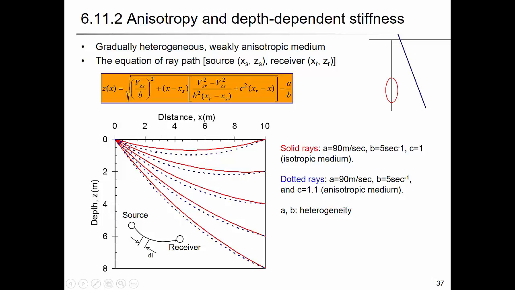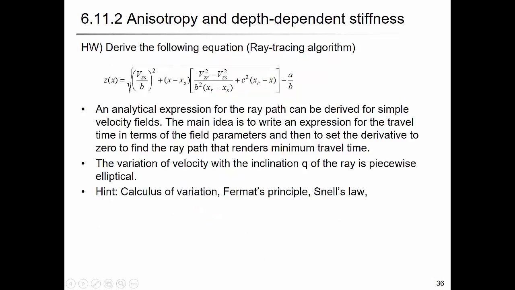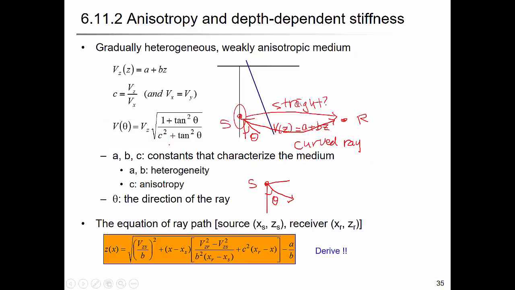To derive this equation, actually I tried to derive it yesterday, but I failed. So I hope you can solve it for me. The analytical expression for the ray path can be derived for a simple velocity field. The main idea is to write an expression for the travel time in terms of the field parameter. And then, to find the minimum travel time, you set the derivative to 0 to find the ray path that renders the minimum travel time. And the variation of velocity with the inclination, or the theta here, of the ray is piecewise elliptical. So that's this equation. Right?